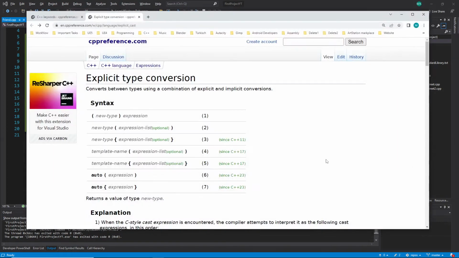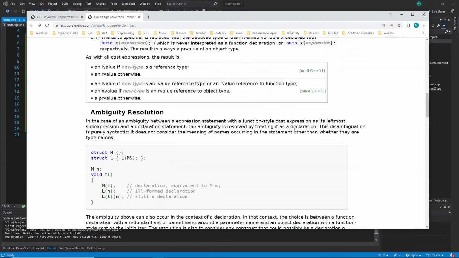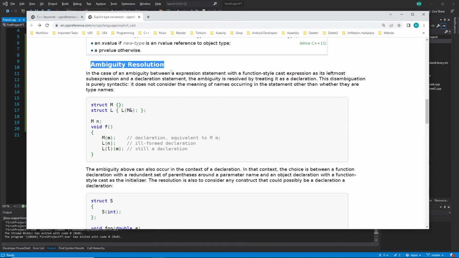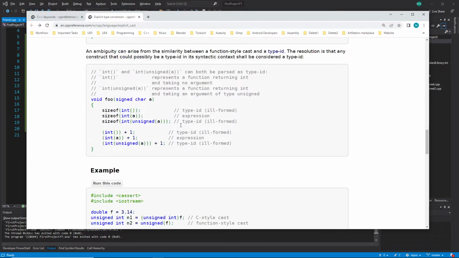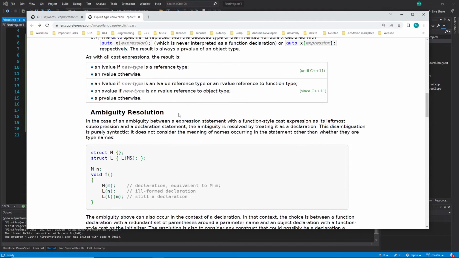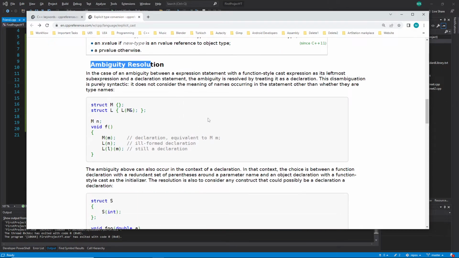And this problem is also described here a little bit with different use cases, which you have to read yourself and try to understand. It says here, for example, ambiguity resolution. For example, we have here anything you can see when you read something like that. What is that? Here we have a struct. And then here we have a m variable declaration. This is just a function.